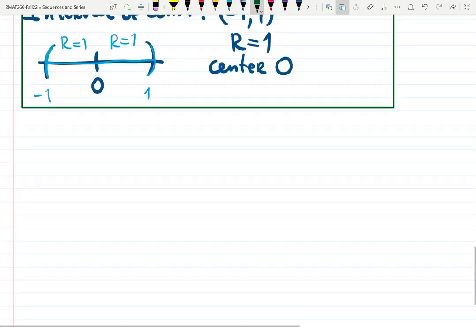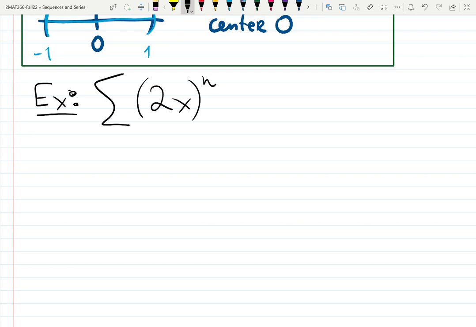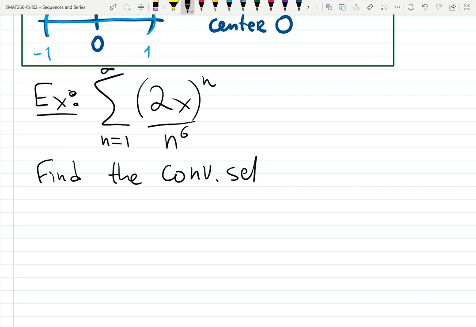Check this out. That's the most important example for this chapter because now you can do all the homework. The sum of 2x to the n over n to the 6, n from 1 to infinity. Determine the convergence set, radius, and center. Pretty cool. Solution. Well, actually, center is 0.